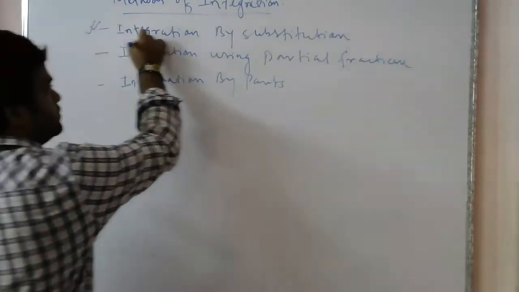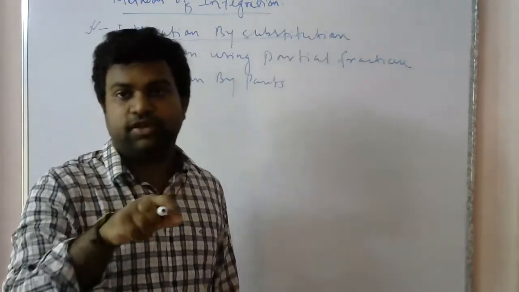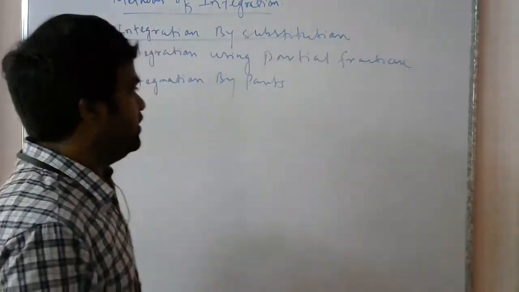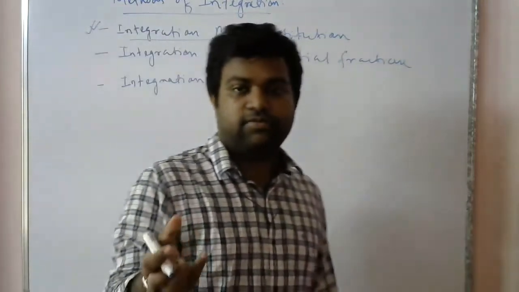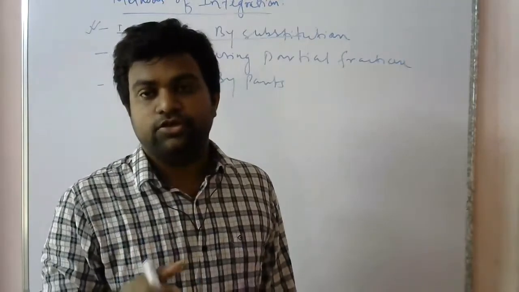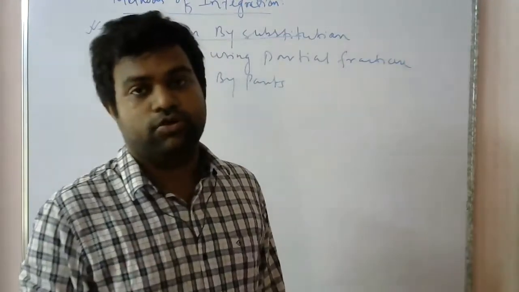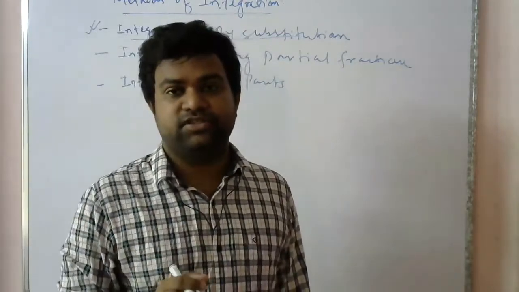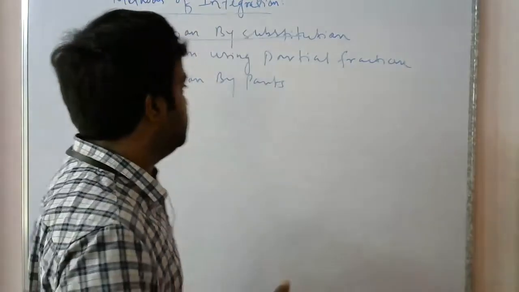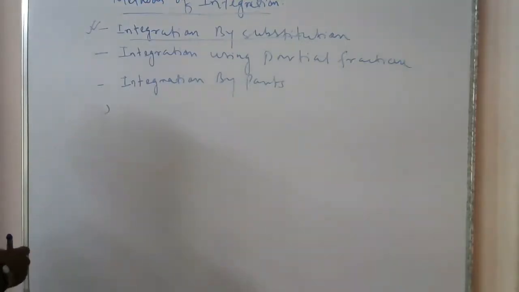As the title suggests, it's integration by substitution. That means we have to substitute something and change it to a new variable. Then we can find the integrals. In some of my last videos, I have discussed the method of inspection. That is a general method, but some functions you will not be able to integrate easily by the method of inspection only. So we have to use certain new methods. First, we'll discuss integration by substitution.